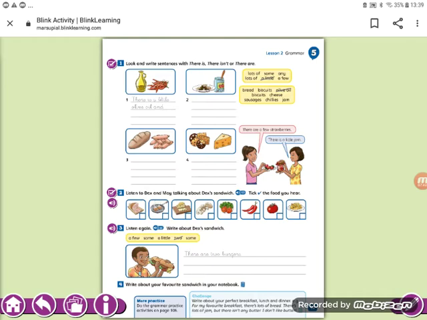Let's go. So there is a little olive oil and we can use lots of, some, any, or a few, okay? You can use all of this. And in the other box, we have bread, biscuits, biscuits again, cheese, sausages, chilies, and jam. So do this exercise and we are going to correct it later, okay?